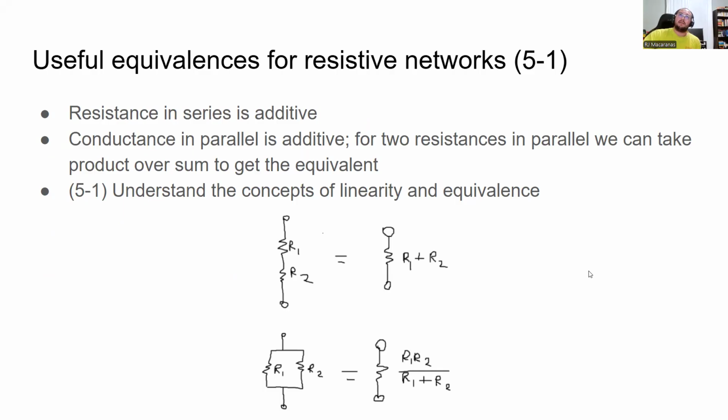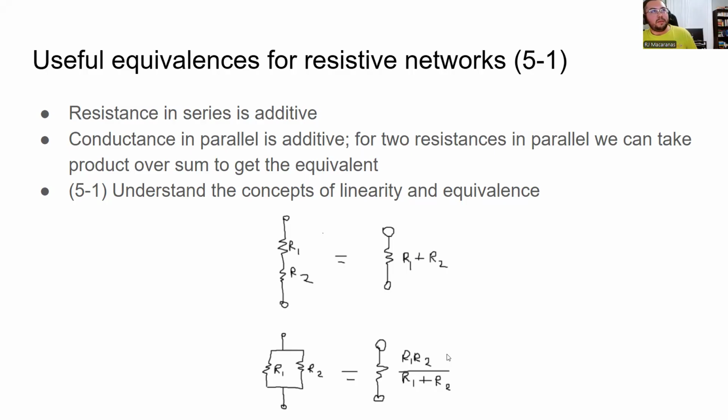So looking at equivalences for resistive networks, we've seen this in practice a lot, but whenever you have resistance in series, those are going to be additive. It's like if I have two roadblocks in the way, it's going to be twice as hard to get through. If I've got two paths with different roadblocks, it's going to be the same as one with a little bit less. So conductance in parallel is additive, but that's the same as saying that if we have two resistances in parallel, we can take the product over the sum to get the equivalent. And I've drawn that out here very professionally in MS Paint.